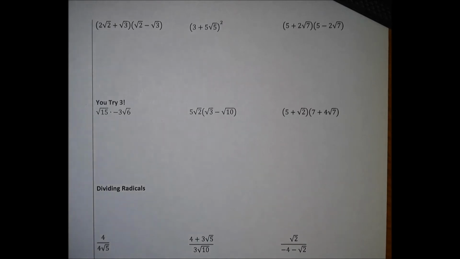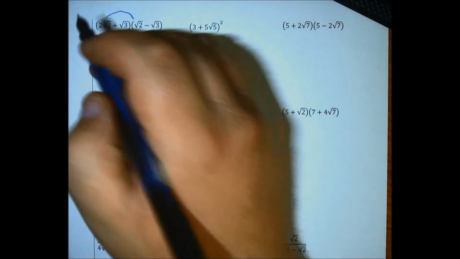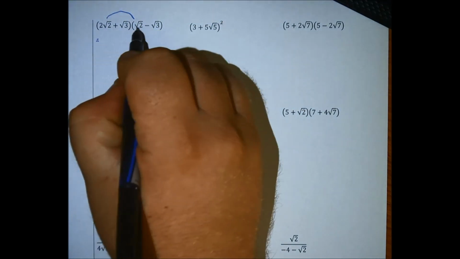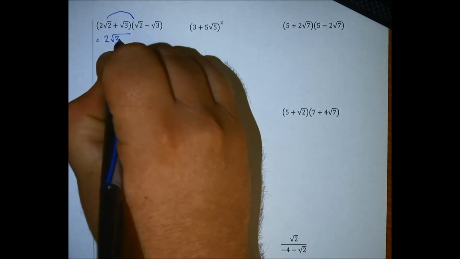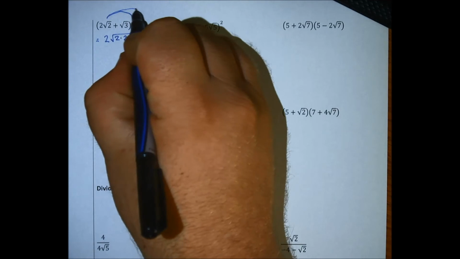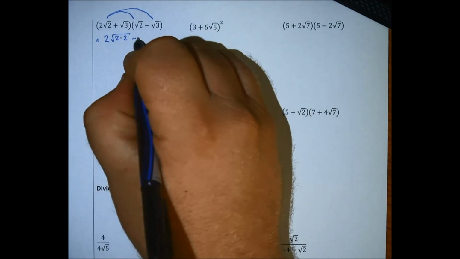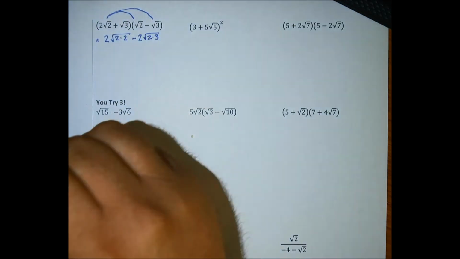If you remember in the polynomial days when we were multiplying polynomials, we had to do that FOIL thing. That's what we're going to do here. First times first. 2 square root of 2 times square root of 2. That's going to be 2 square root 2 times 2. I found that on this, it definitely helps to write out all the steps because then you don't get lost. Now I'll do the outsides. So that's going to be a negative 2 square root of 2 times 3.